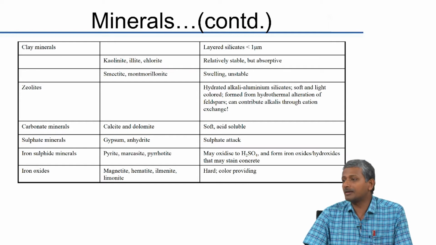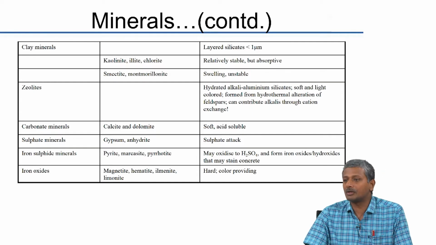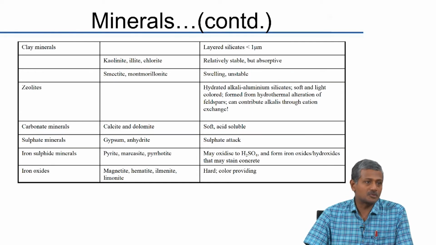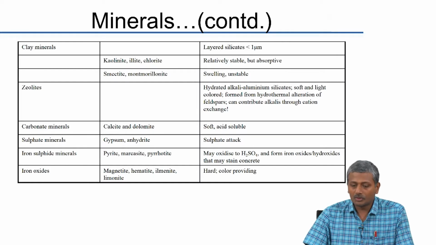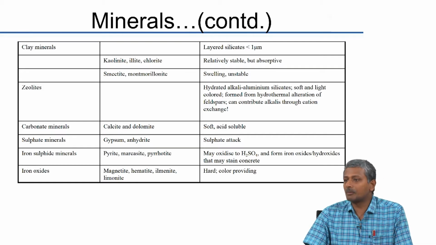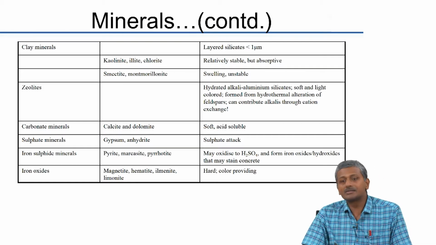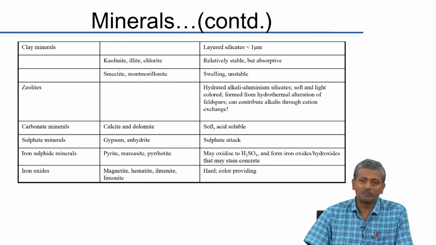Smectite and montmorillonite are highly swelling and unstable clays, and of course, you need to ensure that if they are present in your aggregate, you minimize their usage as much as possible. Zeolites are naturally occurring hydrated aluminum silicates, which could be soft and light colored. Sometimes these zeolites can also result from the transformation of the rock.